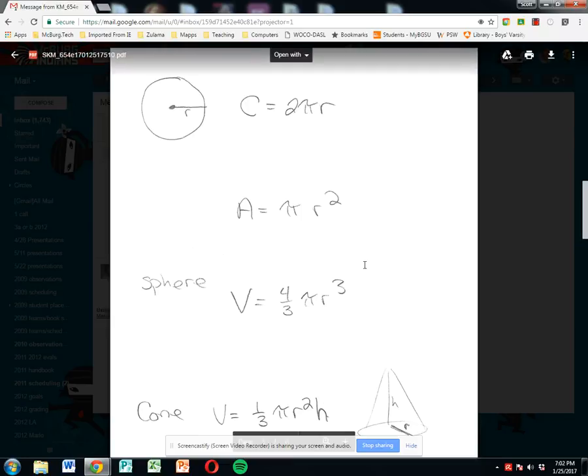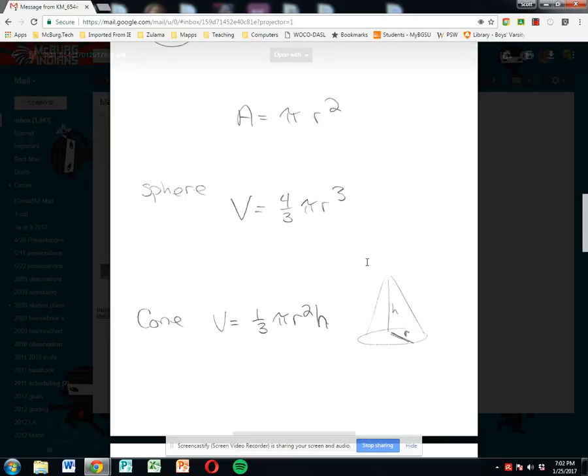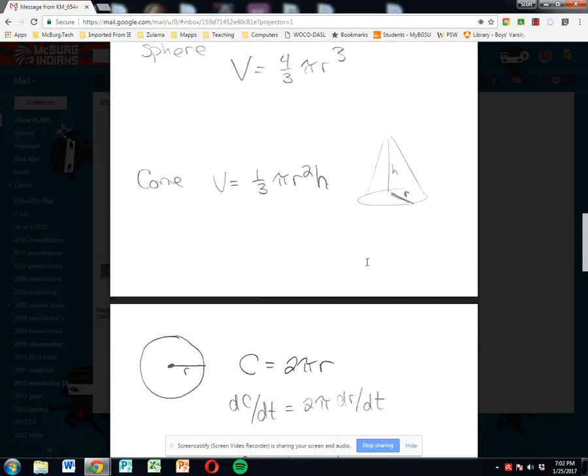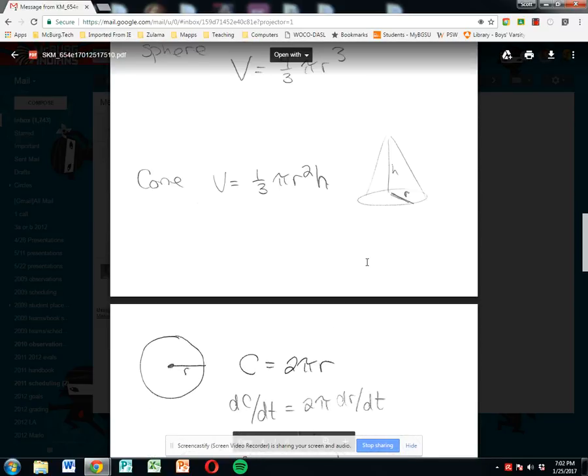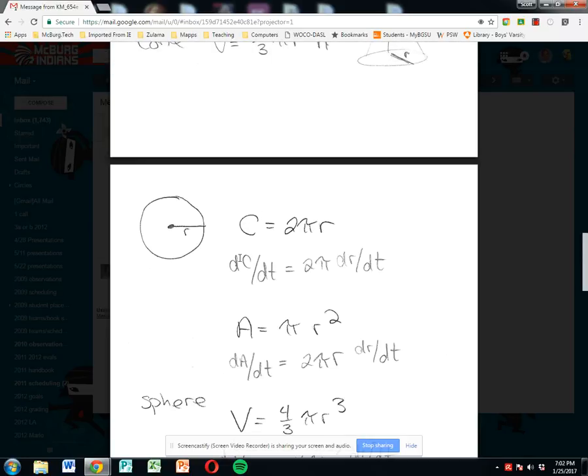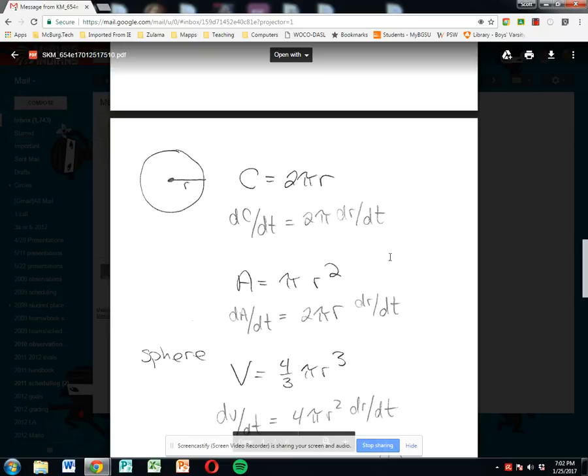All right. So let's take a look at the first one. Now, if you want to take a quick break for a moment and then try them yourself and then come back and see, we're going to take a look. Ready? So how do we differentiate 2 pi r? Well, dC/dt is the derivative of C. 2 pi is just a constant. So the derivative of r is just dr/dt. So the first one is this.